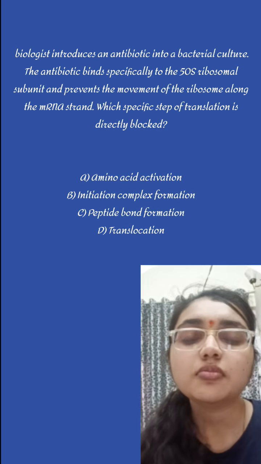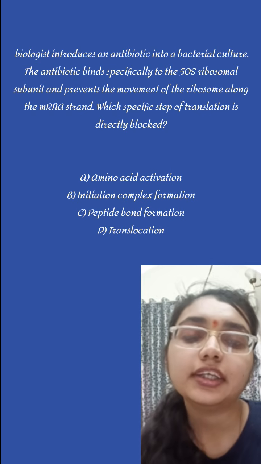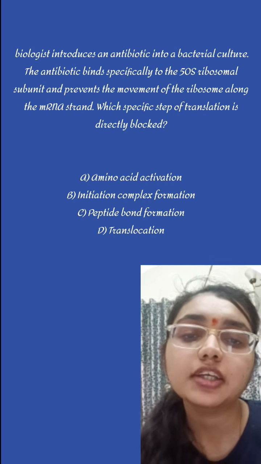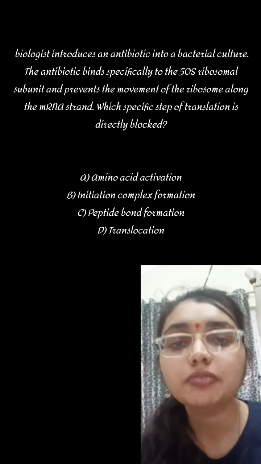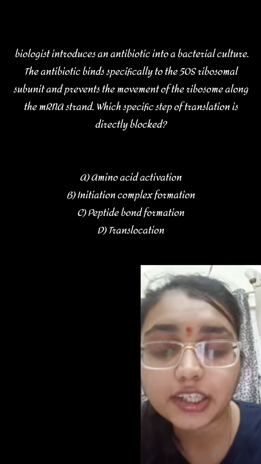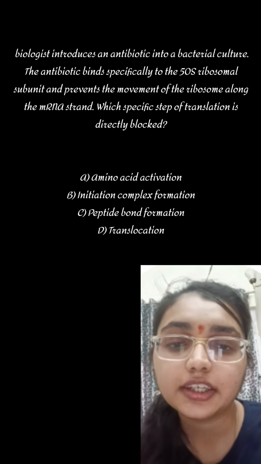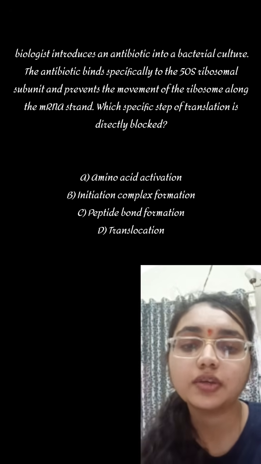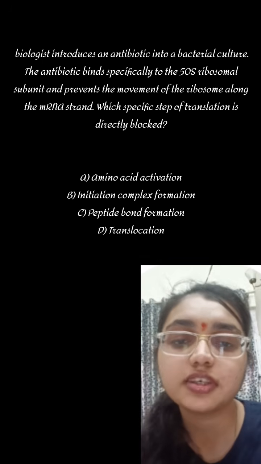Next question: a biologist introduced an antibiotic into a bacterial culture, and the antibiotic binds specifically to the 50S ribosome subunit and prevents the movement of the ribosome along the mRNA strand. So which specific step of translation is directly blocked? Option A, amino acid activation. Option B, initiation complex formation. Option C, peptide bond formation.